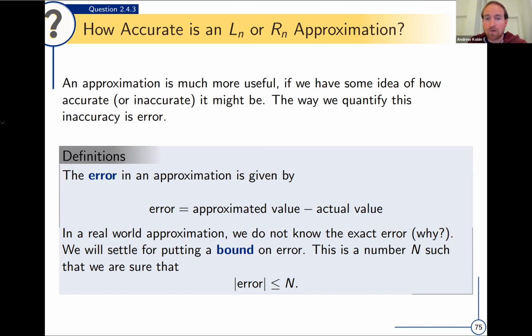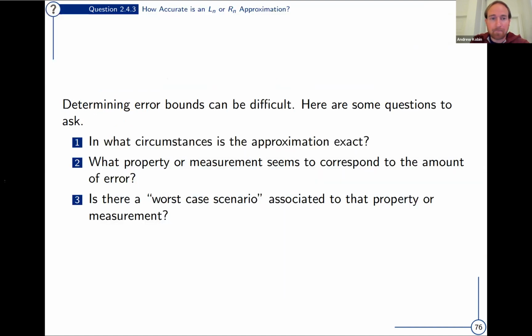However, we can control error by placing a bound on it, or having some theoretical guarantee that the error can be no larger than some value. We'll call it capital N for now. So this is called an error bound. Notice that this is an absolute value. So what we're really saying is that whatever the error is, if we're over or underestimating by some amount, it can be no bigger than N and no smaller than negative N. This is a more compact way to write this.